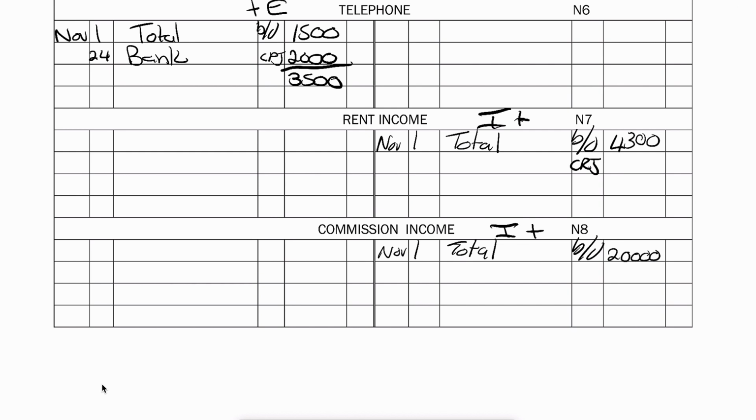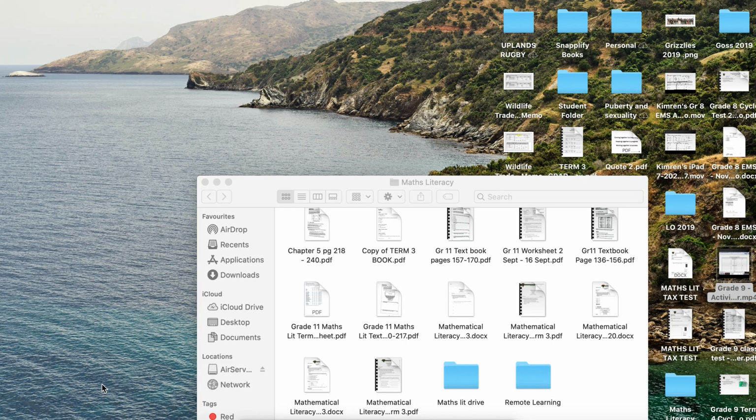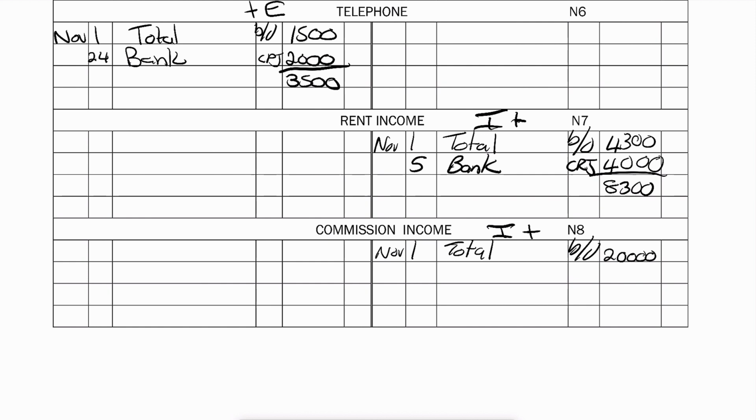Rent income, we're back to income, we receive money in the CRJ. Our contra account here is bank. Money goes into the business's bank account. If we go up to our CRJ, we'll find that rent income takes place in sundry on the 5th. So we use the date, which is the 5th, and the amount was 4,000 rand. We stick that in. We total it up to give us 8,300 rand. Sorry guys, I see we lost it there for a second. So our total for our rent income was 8,300 rand.